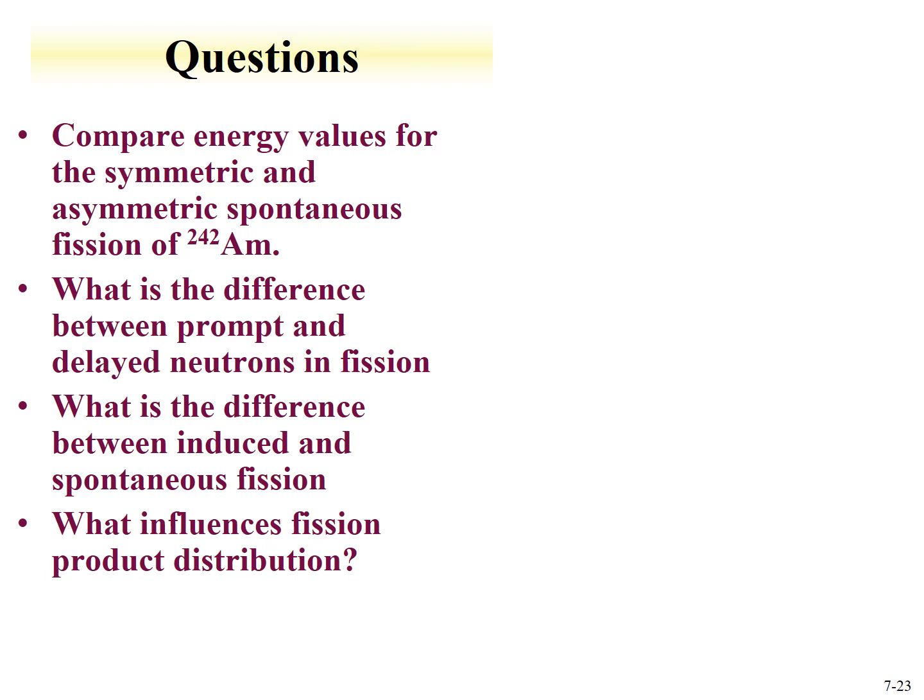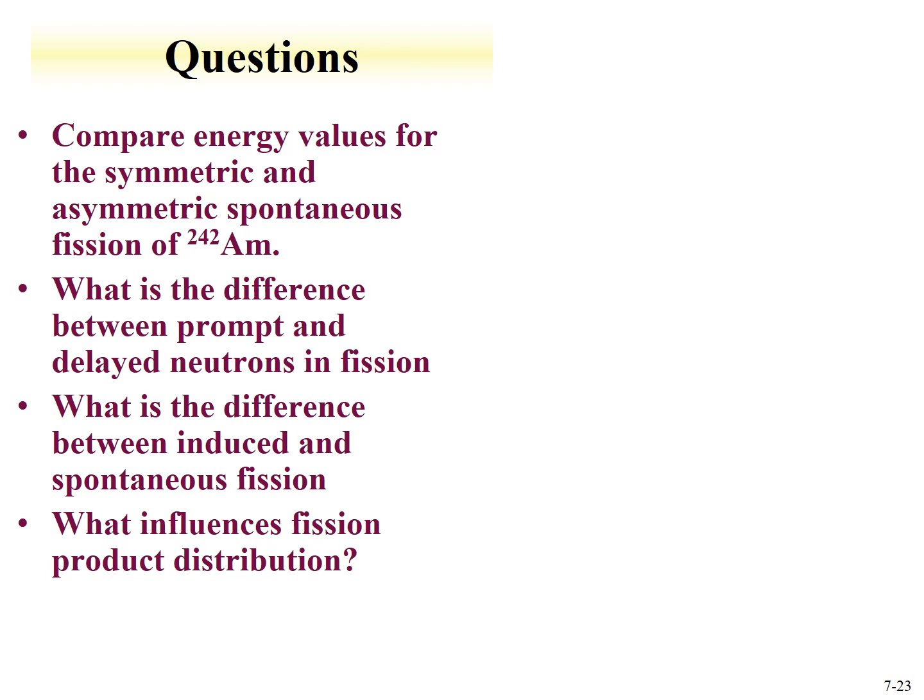Whereas in the delayed neutron, what we saw, we have a condition where a fission product decays to an excited state of a daughter, and that daughter can de-excite through the emission of a neutron. So there's only special regions where that neutron is bound with sufficiently low energy where it can be emitted through de-excitation. And what's the difference between induced and spontaneous fission?